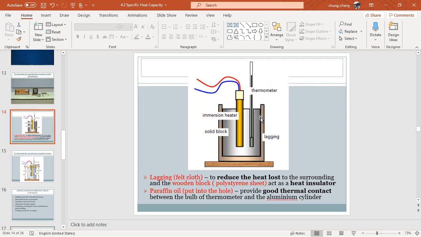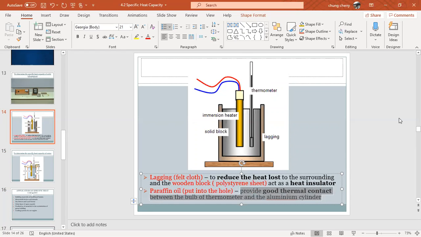Here the bigger hole is to put your immersion heater, to heat up the aluminium. Then the thermometer is put in another hole. Before you put the thermometer, you must put a few drops of paraffin oil into this tube. Why do you want to put this paraffin oil? It is to provide good thermal contact between the bulb and the aluminium cylinder.